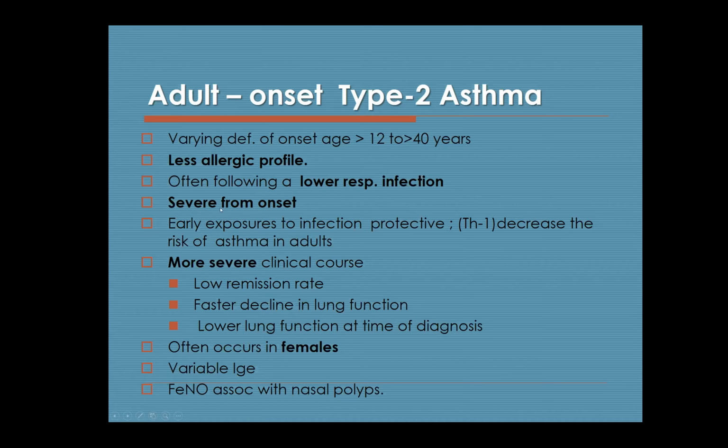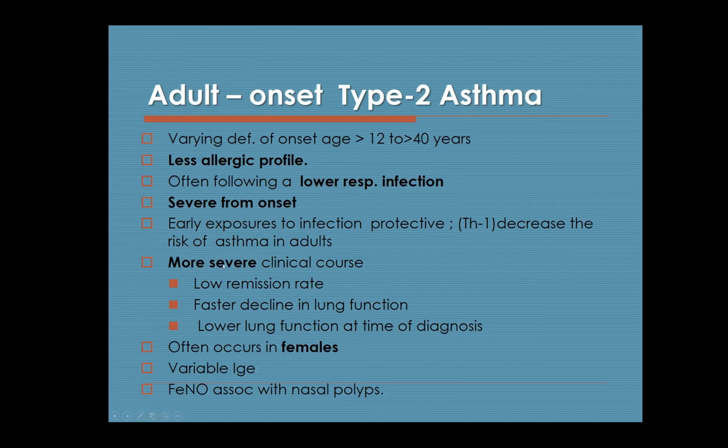So these are very challenging patients because they're not used to having asthma. They didn't grow up having asthma. And then all of a sudden we're giving them every drug in the book and they're still wheezing. So this is a tough group. Early exposures to infections may be protective because you developed your Th1 immunity when you had early exposure to infections.